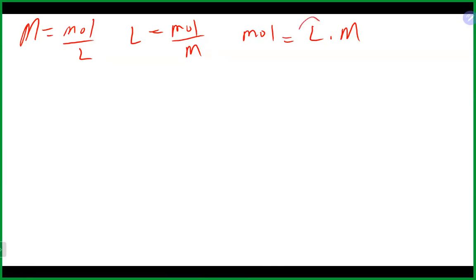Remember that you do need to convert your volume to liters for the units to properly cancel out, because really molarity is moles per liter. Otherwise, again, you will be off probably by a factor of 1,000 if you have milliliters.